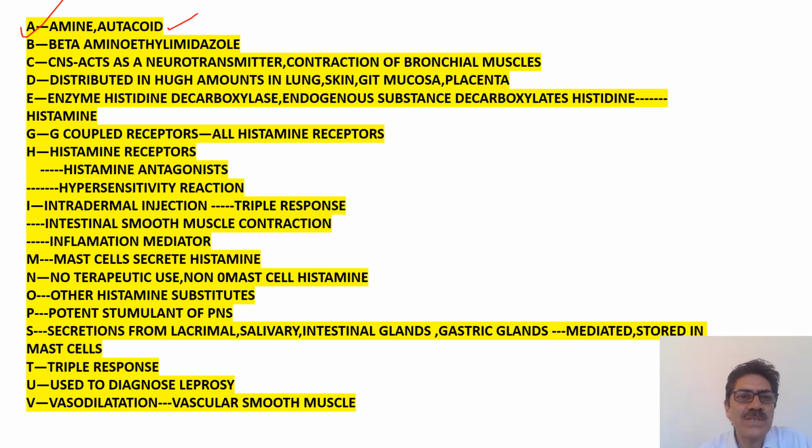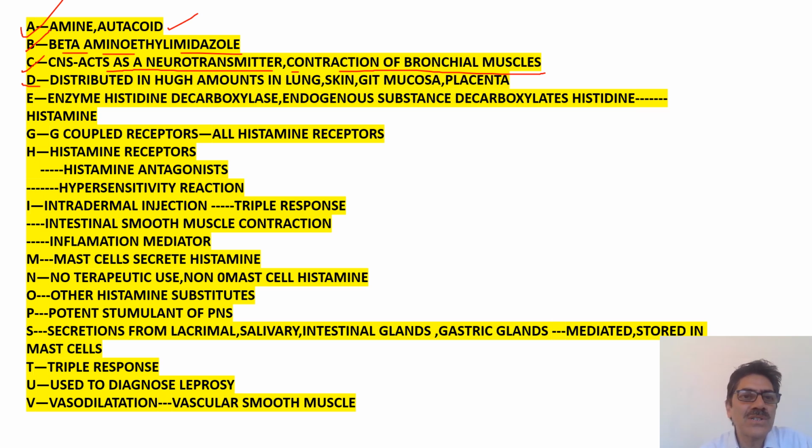Secondly, B: chemically we see it is beta amino ethyl imidazole. This is the chemical structure of histamine. Now C, it can act on the CNS. It acts as a neurotransmitter. It causes contraction of bronchial muscles. This is one of the important actions of histamine.